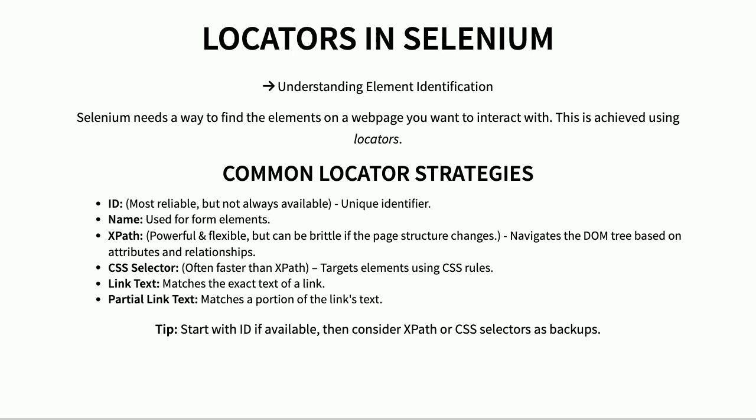The most reliable is usually an ID, which is a unique identifier for each element. Then there's name, used mostly for form elements. XPath allows us to navigate the entire HTML document tree based on attributes and relationships. It can be really powerful, but also a bit complex if things change on the website. CSS selectors are often faster than XPath because they use CSS rules. Link text is super useful when you're looking for specific links, and partial link text lets you find elements with parts of their text. A good strategy is always to start with an ID if one's available, otherwise consider XPath or CSS as your backup options.